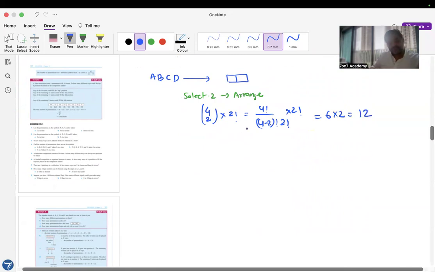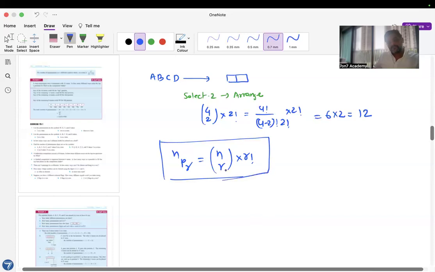So directly you can do nCr into r factorial is nPr. If you want to select r objects from the n objects, how many different ways you could select, and then arrange them by r factorial. So that is combined selection plus arrangement. Like I said, find two-letter words using these. First you check the constraint: are A, B, C, D all different? Yes, all are different. Then selection plus arrangement is going to be nPr.